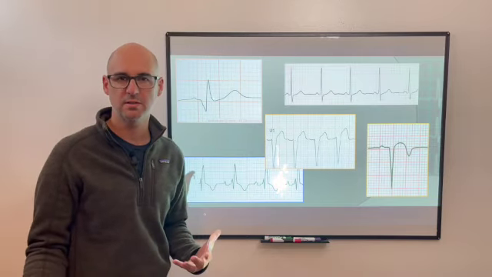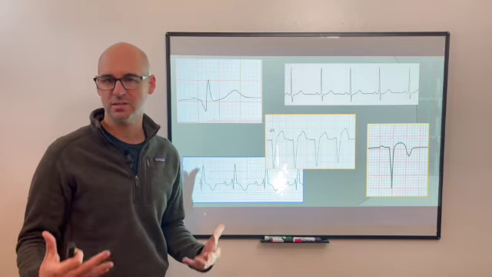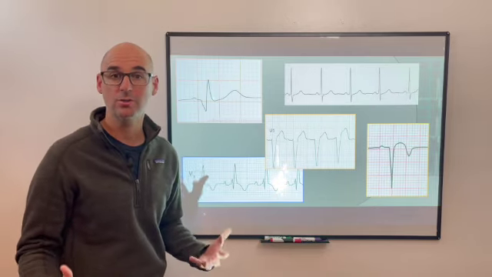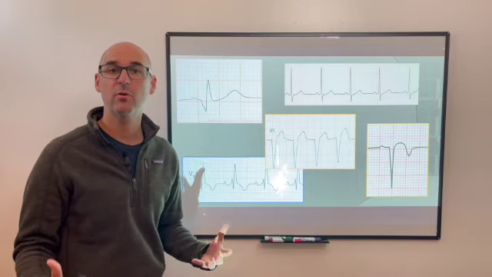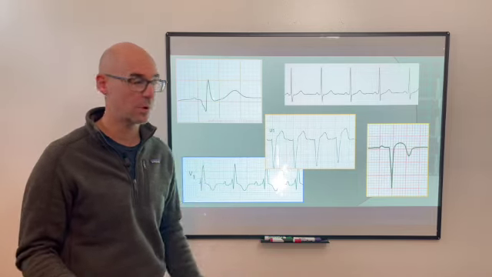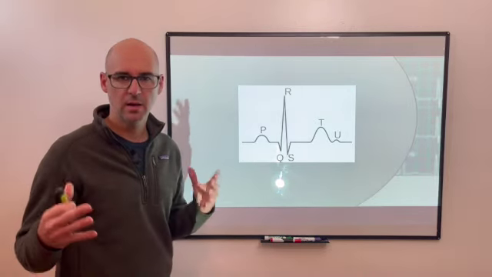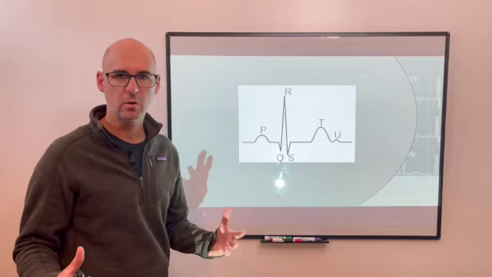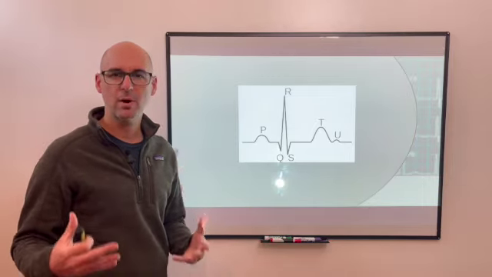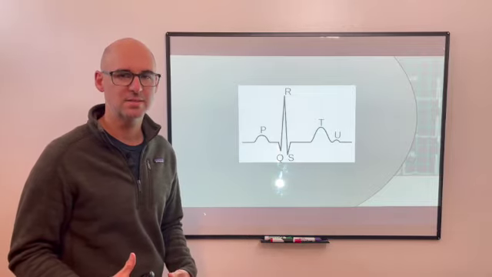Why do they look different? What does each of those morphologies mean? What is it telling us about our patient and how we're interpreting the 12 lead? That's what we're going to explore today and hopefully gain a better understanding of. We'll start by talking about the normal QRS complex and the different parts of it, making sure that we're identifying them. And then we'll explore the different morphologies that we may see.